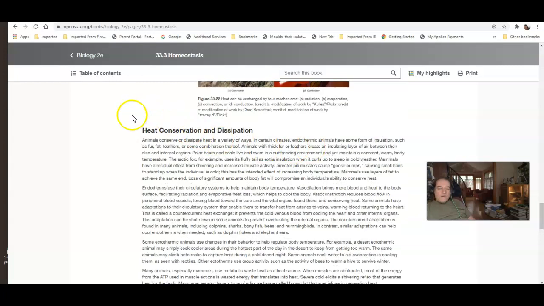Control of temperature, heat conservation, and heat dissipation. I talked about that a little bit. Small animals that generate a huge amount of body heat, like a hummingbird, have to have an awful lot of means of getting rid of that excess heat. Body shape and coloration and things like that all allow for animals to thermoregulate.